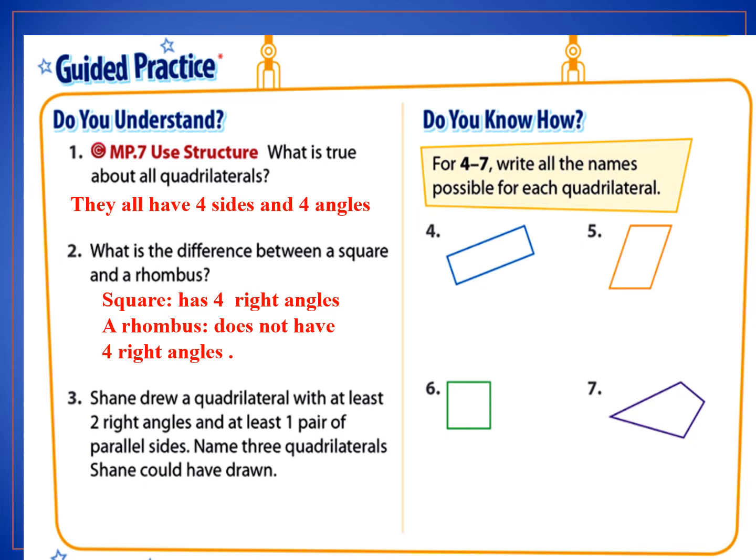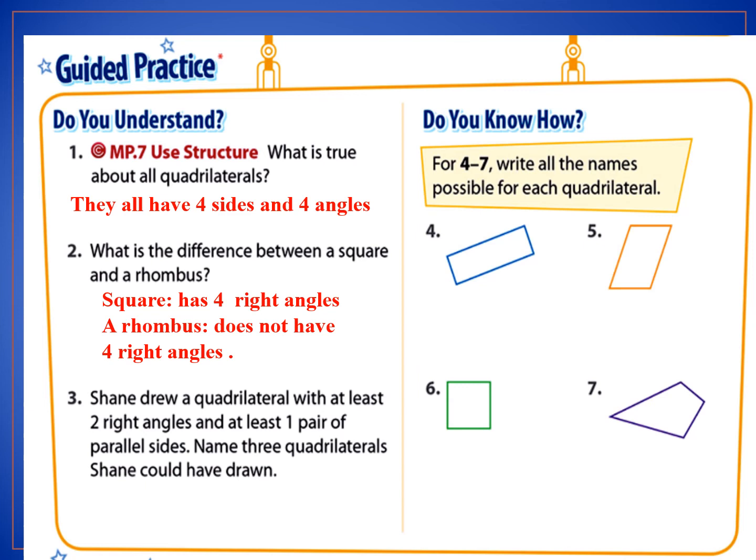Question 3, Shane drew a quadrilateral with at least 2 right angles and at least 1 pair of parallel sides. Name 3 quadrilaterals. Of course, the square has at least 2 right angles. It has more than that, of course, but he said at least. So minimum two right angles. So the square has 2 right angles.